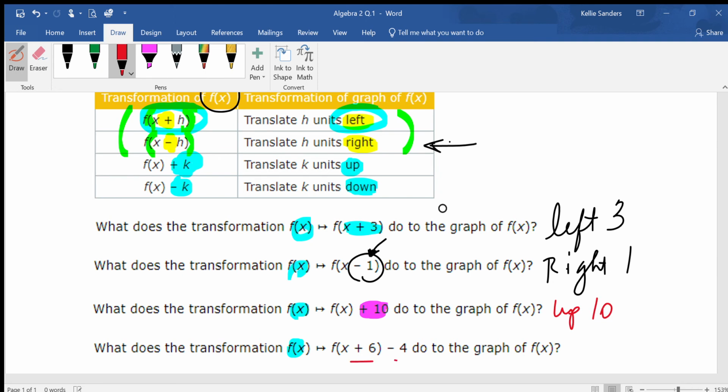And on this one, it's going to do 2 things. The plus 6 is on the inside. A plus 6 usually would say, oh, I'm going to go to the right. No, I'm not. I'm going to go to the left 6. But I am going to go down 4. Okay?